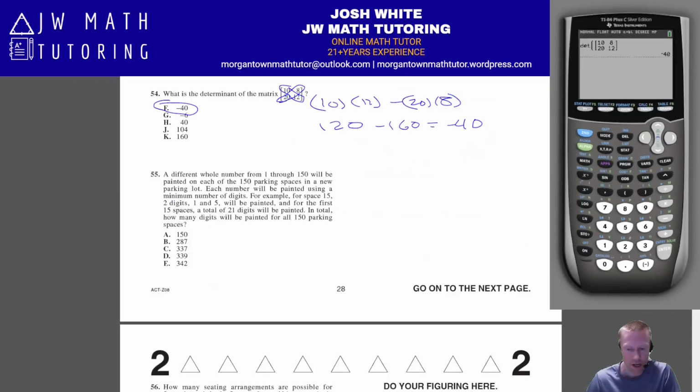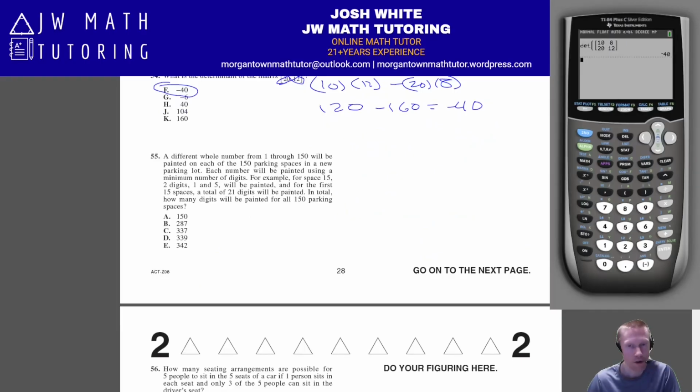Problem number 55 at the bottom of the page. Here you have some problem dealing with parking spaces. So you're going to have parking spaces 1 through 150, blah, blah, blah.